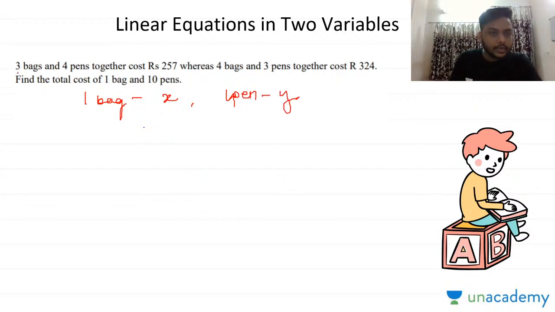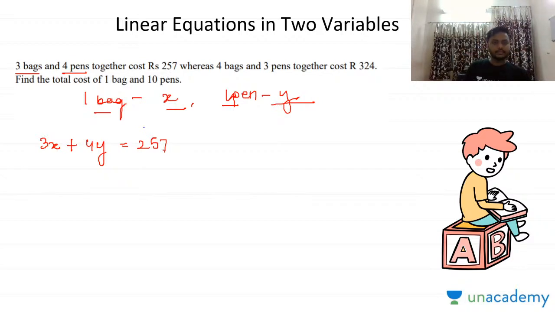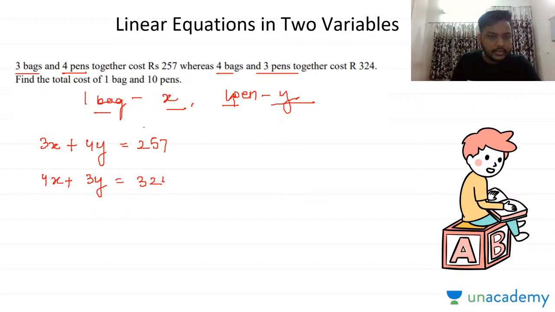Now, if you see, I'm talking about 3 bags. If the cost of one bag is X, the cost of 3 bags will be 3X plus. If the cost of one pen is Y, the cost of 4 pens will be 4Y. So you have 3X plus 4Y and the total is given to you as 257. Everyone got this till here? Makes sense? Second thing, what is given to you is 4 bags and 3 pens, which means 4 into X plus 3 into Y is given to you as 324. Am I clear with this, guys? Everyone out there, come on, tell me, are you getting this point till here?